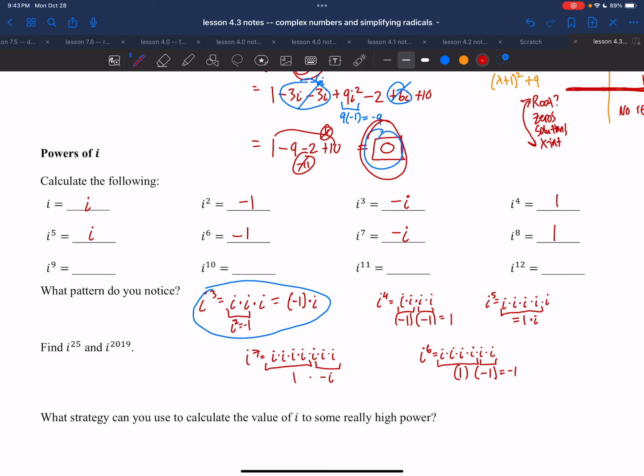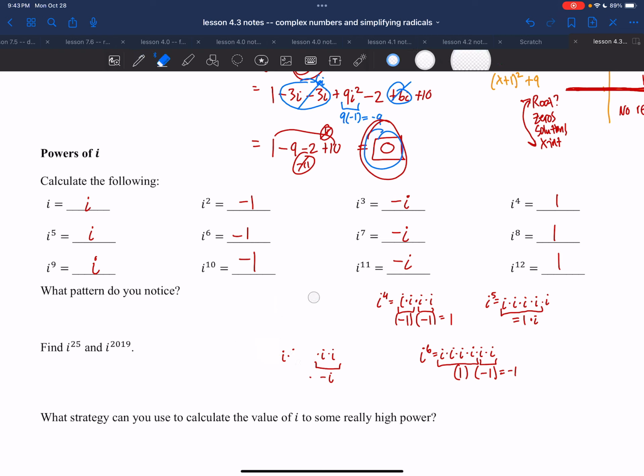i to the 9th would be i. i to the 10th would be -1. i to the 11th would be -i. And i to the 12th would be 1. And so you can see the sort of cycles, right? i is cyclic. It repeats, going every 4 powers. It repeats on itself again, right?